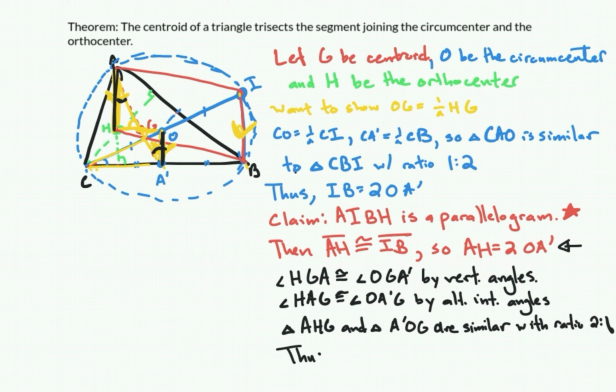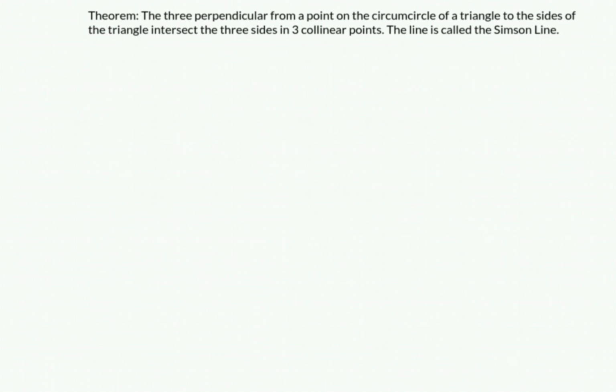And since they're similar with a ratio of 2 to 1, we look at the sides HG, and it must be twice OG, which is what we wanted to prove. Okay? Lovely. So now that we've proven this, we can move on and look at the Simson line theorem. Okay, so we have these three perpendiculars from a point on the circumcircle to the sides of the triangle.